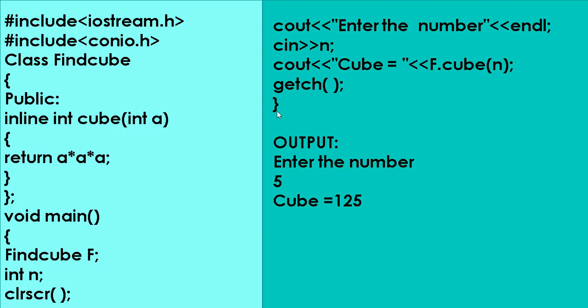Then getch we have got. Then we are closing the bracket and the entire function is being closed. That void main function is closed.